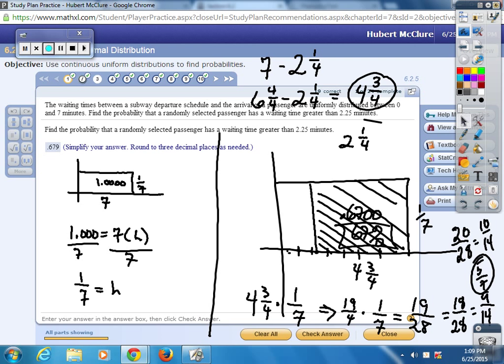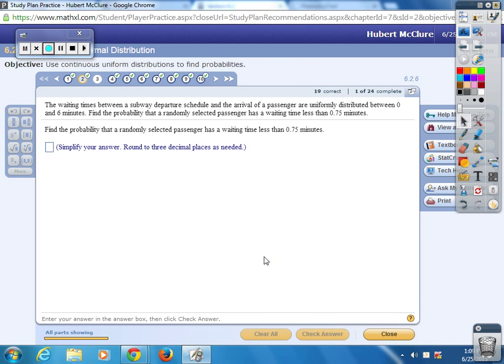And let's do another one, just right quick, if the computer ever works. It's still calculating how to get to the next problem. Waiting time between subway departure, schedule, arrival, and so on, between 0 and 6 minutes. Find the probability that a random waiting time is less than 0.75 minutes. So that's 3/4 of a minute.